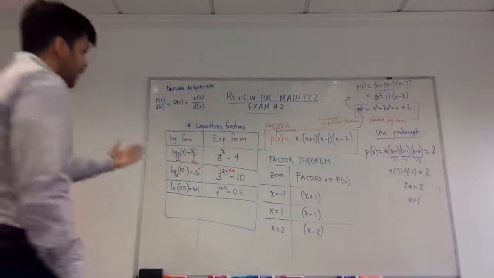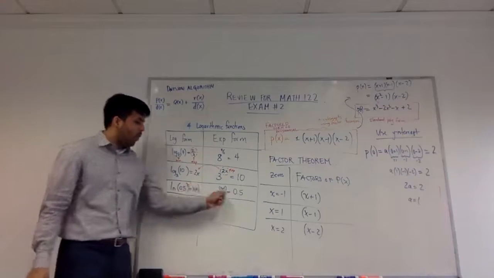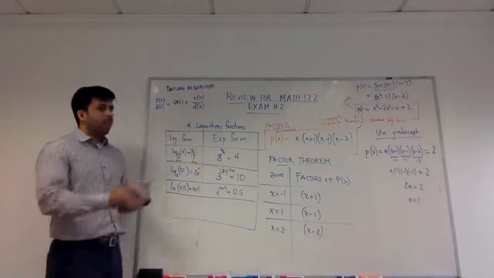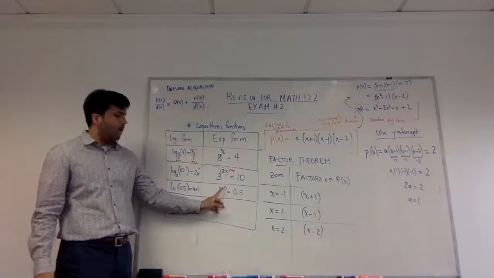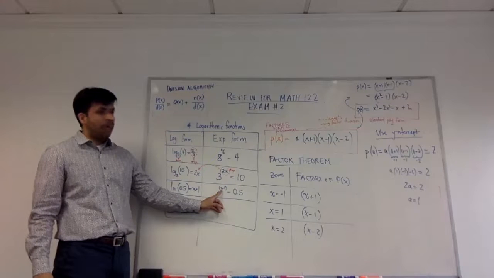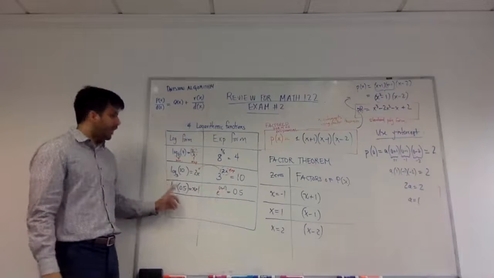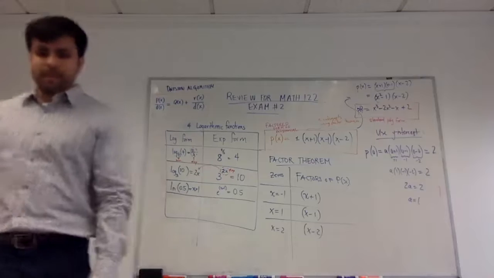Again, this is important because, why do we go from here to here? Eventually we want to be able to solve exponential equations that have the variable as an exponent. How do we bring down the exponent? Well, we rewrite it using logarithmic form.